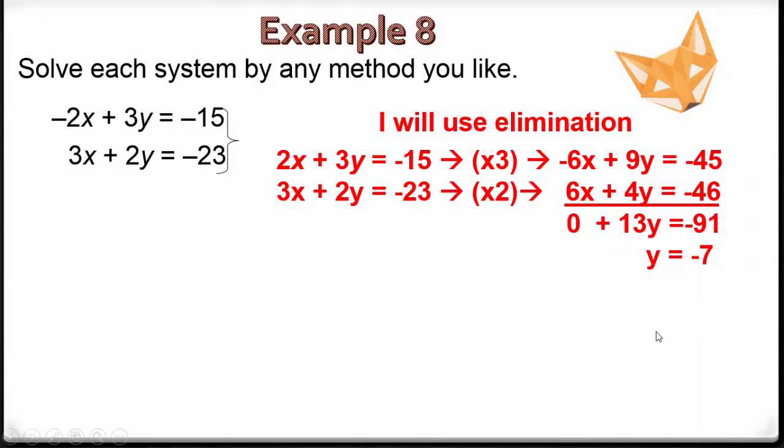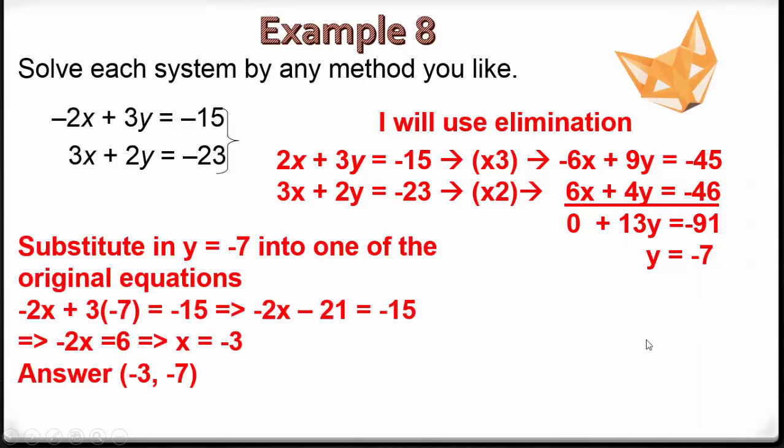y is equal to negative 7. I substituted y is equal to negative 7 into one of the original equations. So in this case, I used the first equation. So I substituted negative 7 wherever I see y, and then I solve for x, and I find that x is equal to negative 3. So now I can write the coordinate negative 3, negative 7.